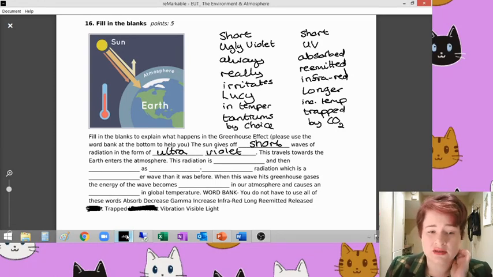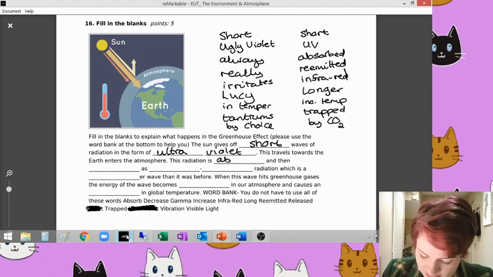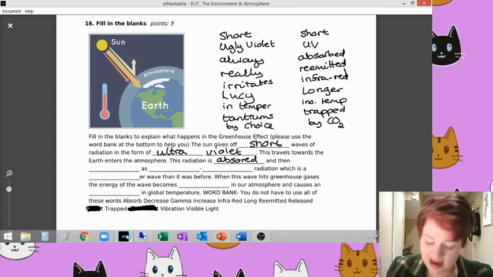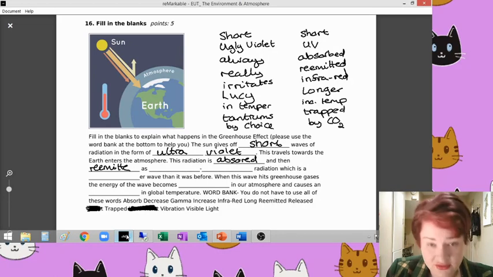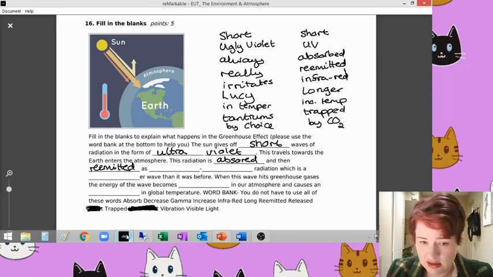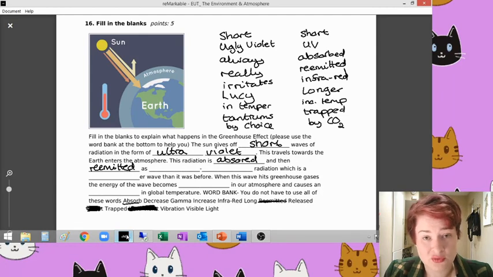This travels towards the earth and enters the atmosphere. This radiation is absorbed first and then re-emitted. The spellings were all given to you in the word bank, so there's no excuse there, except for when I put absorb instead of absorbed. So if you put absorb there instead of absorbed, that's fine. That's my fault. Don't worry about that too much. You can give yourself that mark.